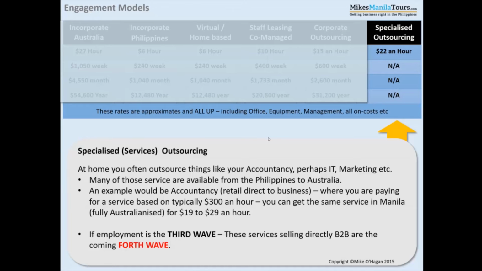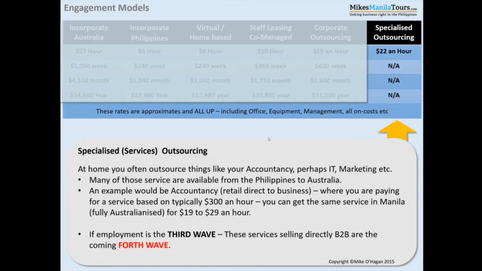But you can get accountancy services in the Philippines that are exactly the same as the accountancy services that you're paying for now. They do your BAS, they do everything except for tax advice. And they do your books, your bookkeeping, which is disappearing from automation now, but that's another thing. But they do all your financial statements, your balance sheets, your financial returns to put into the government and all that sort of thing. Where in Australia you would probably be typically paying around about $300 an hour as a base rate on that. Same thing up here, fully Australianised, $19 to $20 an hour, depending on the quality of the partner that's looking after you.